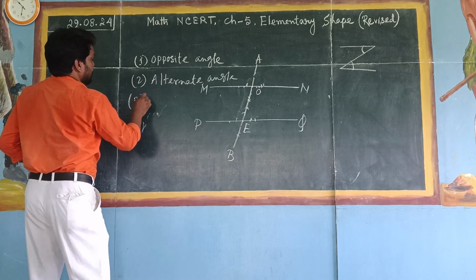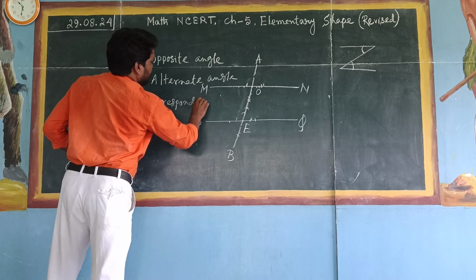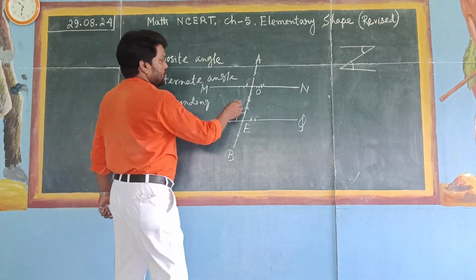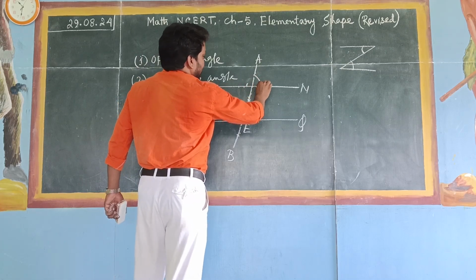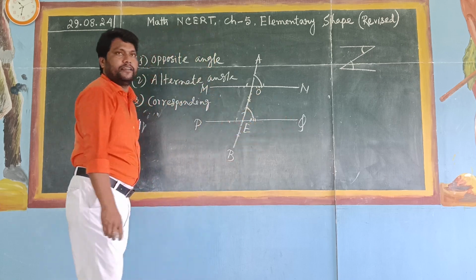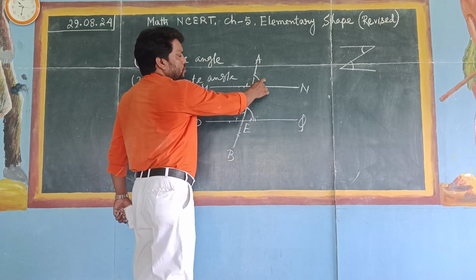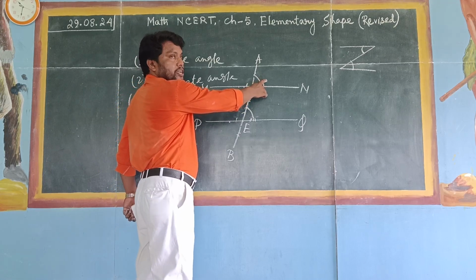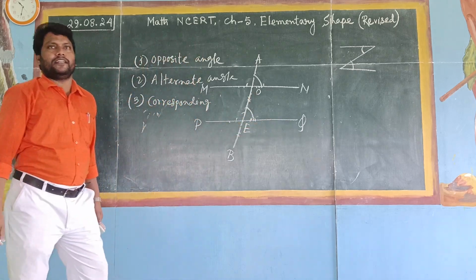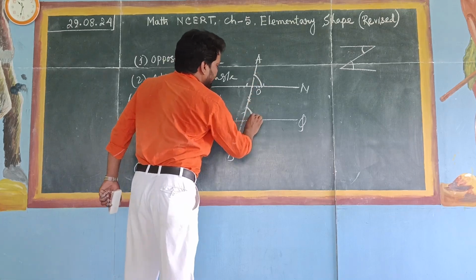Next, question number 3, corresponding. Corresponding means same. Look, angle AON is the corresponding angle of OEQ. Corresponding means the value of this angle is, suppose, 70 degrees. So AON is 70 degrees, also OEQ is 70 degrees. Okay, so this angle is corresponding to that angle.